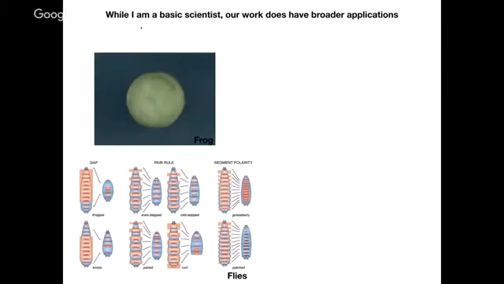Now, I said that I'm a basic scientist, and I am, but our work has broader applications. So what you're seeing here is a time-lapse video of a developing frog embryo. And underneath that are a number of genes that are found in flies, or Drosophila, which is a fruit fly, a very common fly that you'd find if you leave your oranges out for too long.